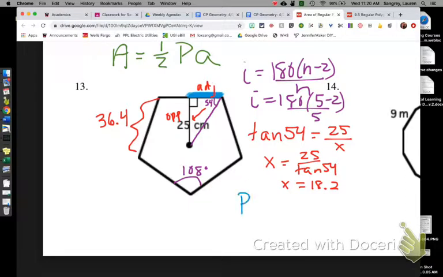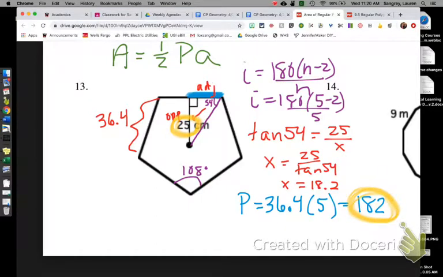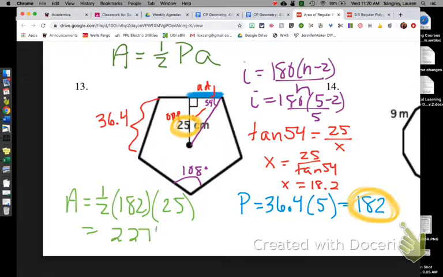Now all we need to do is find the perimeter. I know that each side is 36.4 and there's 5 sides. So your perimeter is 182. So now we are in really good shape because we have the apothem, it's 25, and we have the perimeter, it's 182. So now we can go ahead and do our area formula, 1/2 perimeter times apothem, and we should get 2,275 squared centimeters.